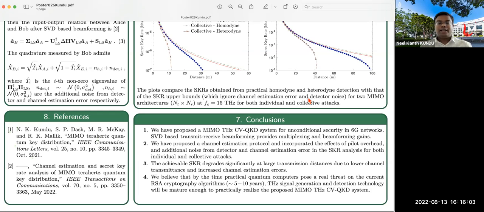We believe that by the time practical quantum computers pose a real threat to the current RSA encryption scheme, which may be in the next 5 to 10 years when large-scale quantum computers are available, by that time, terahertz signal generation, detection, and antenna technology will be mature enough to practically realize this MIMO terahertz CVQKD system, which we have proposed and can be used for 6G wireless networks.